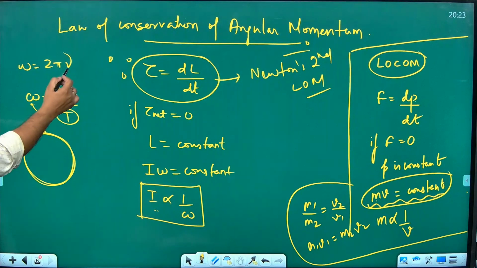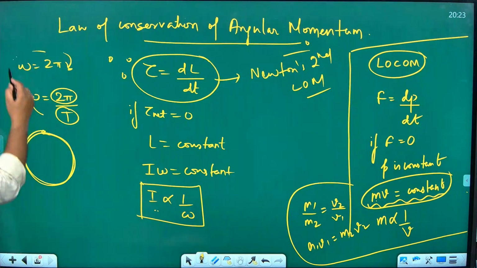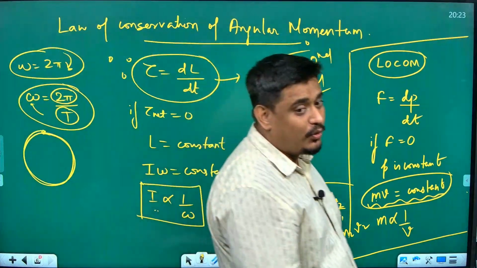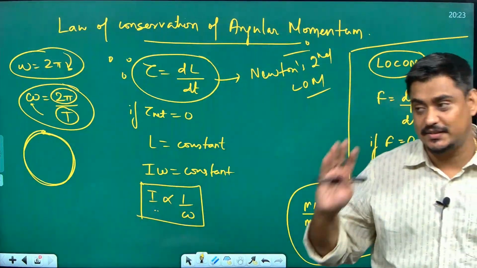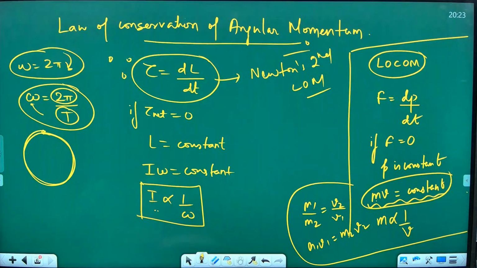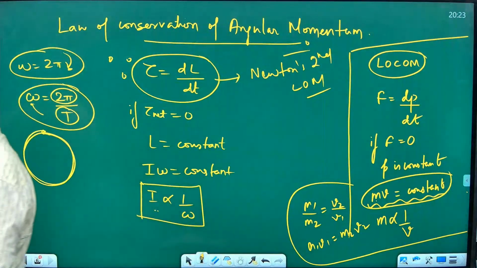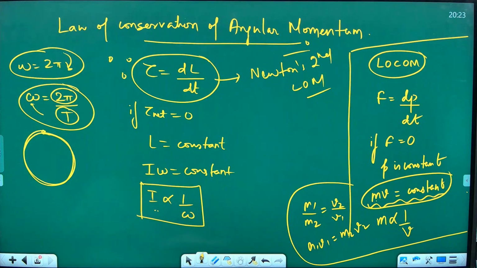And 1 by T is nu. Frequency is the reciprocal of time period, right? Leave this also. This you should know at least. Omega is 2 pi by T. If you don't know, remember it. It will be used till 12th last. Omega is 2 pi by T, that is, 2 pi is the radians covered in time period T. Time period is how much time it takes to cover one full revolution. So in one full revolution, the angle covered will be 2 pi.